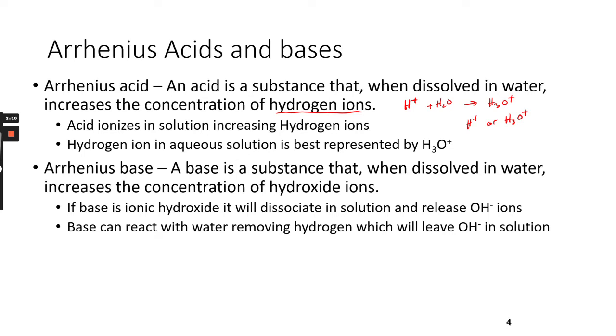An Arrhenius base is a substance that when dissolved in water will increase the concentration of hydroxide ions. If a base is an ionic hydroxide, it will dissociate to form the OH- ions. If a base is reacting with water, it will remove one of the hydrogens from the water, leaving OH- in the solution.